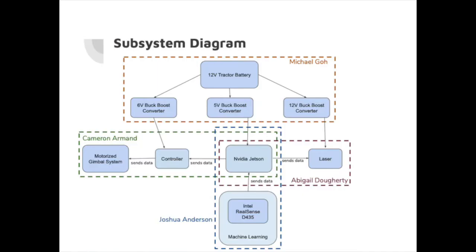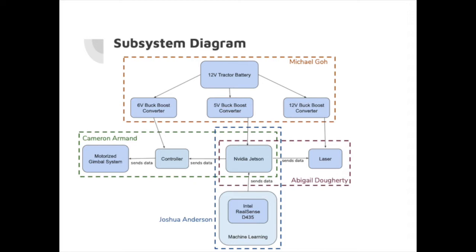So this is the diagram of the main system. There are four main subsystems. I'm in charge of the power subsystem. The power subsystem is responsible for supplying power to the three main electrical components: the Micro Maestro 6-channel servo controller, the laser, and the NVIDIA Jetson.